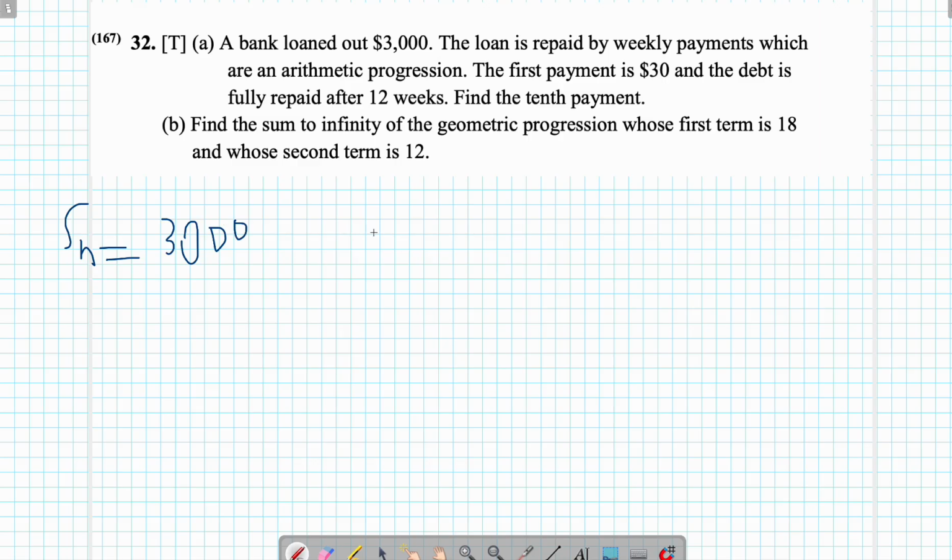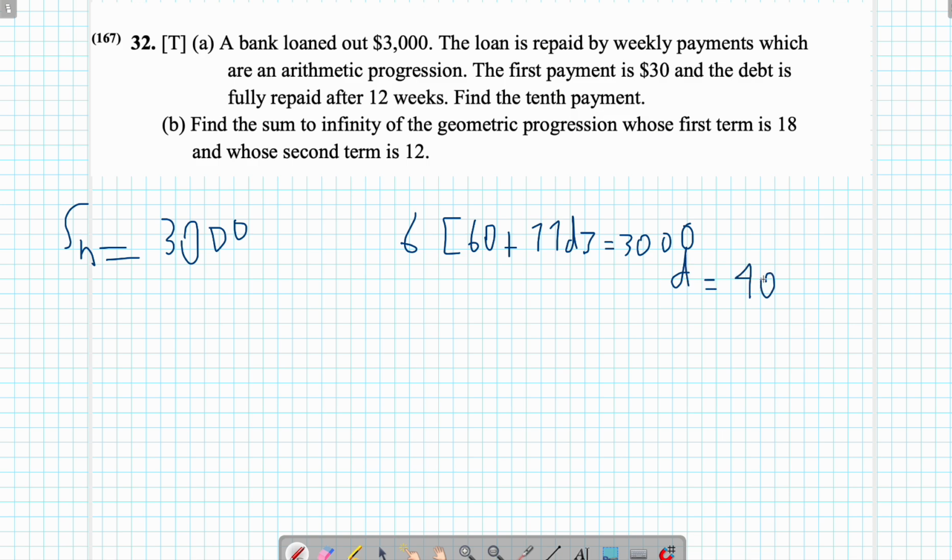The sum is 3,000. And they said after 12 weeks, so we're going to do the Sn rule where n is 12. So 6 into 60 plus 11d is equal to 3,000. So you plug this into the calculator: 6 into 60 plus 11x is equal to 3,000. You get d is equal to 40.